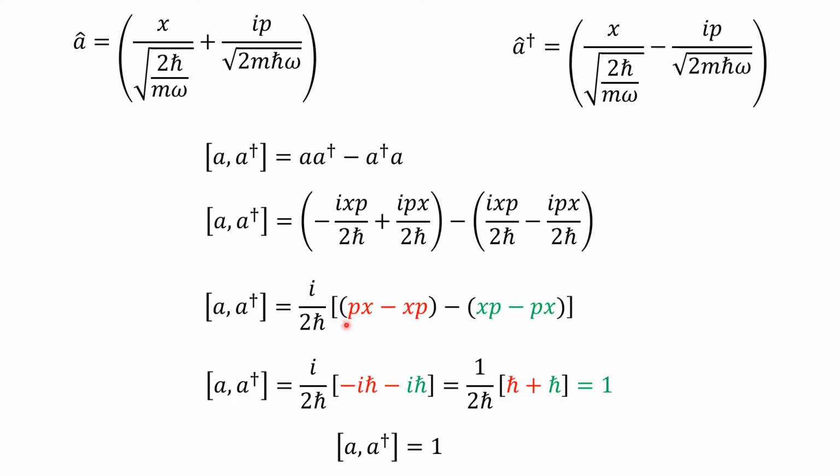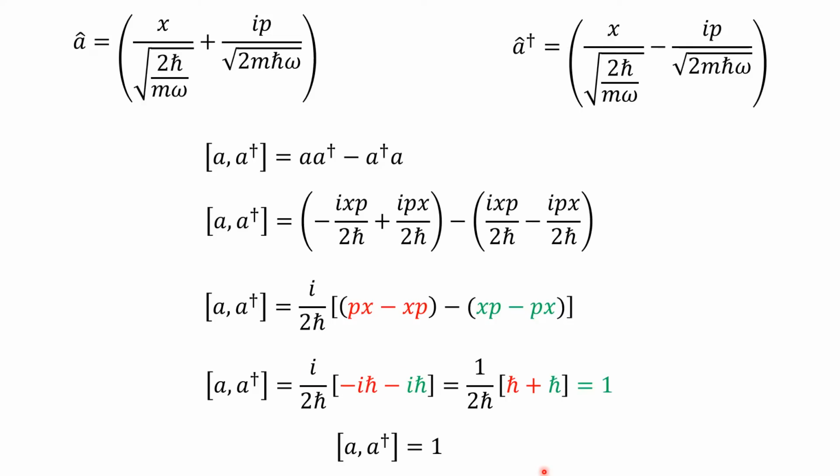Now, this red color bond which I have shown is px minus xp. That is the commutation of p with x, which is equal to minus ih cross. So this is equal to minus ih cross. Similarly, xp minus px is nothing but the commutation of x with p. If x commutes with p, you will get plus ih cross. Already there is one minus here, so I have taken that as minus ih cross.